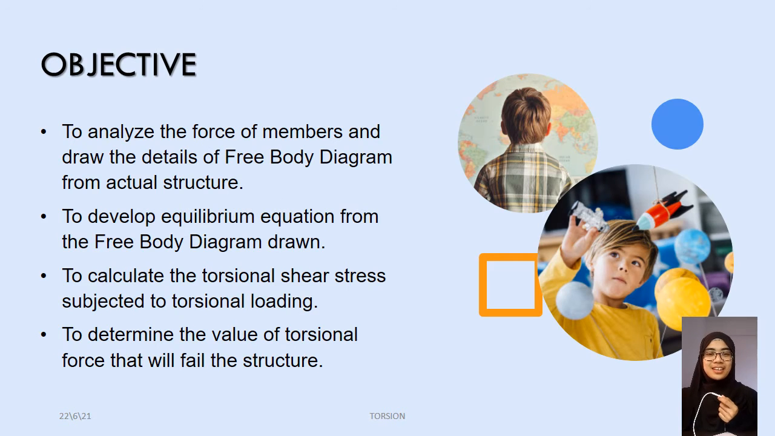Hi, I'm Nazira and I will proceed with the objective of the project. The first one is to analyze the force of members and draw the details of free body diagram from the actual structure. The second one is to develop equilibrium equation from the free body diagram drawn. The third one is to calculate the torsional shear stress subjected to the torsional loading. And lastly is to determine the value of torsional force that will fail the structure.